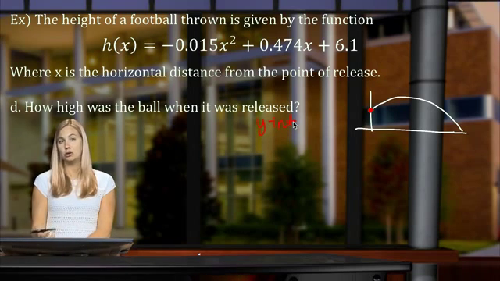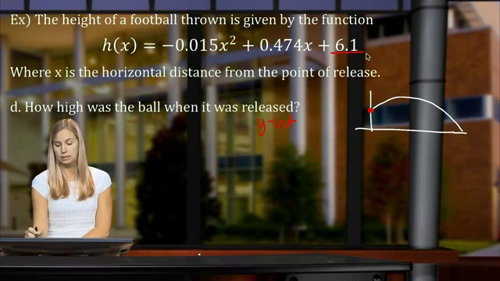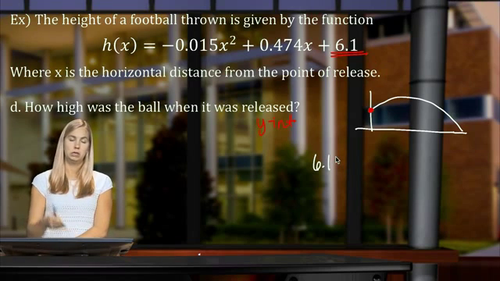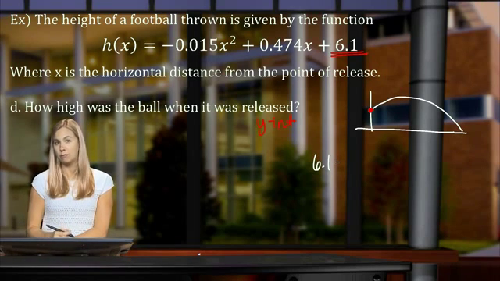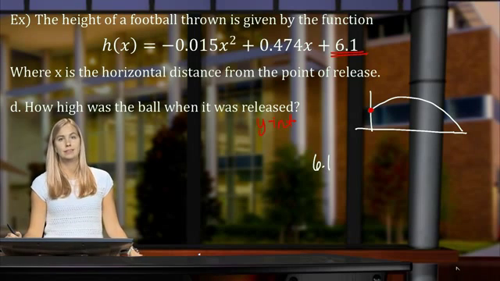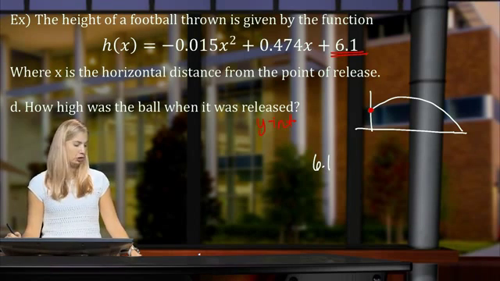And since we don't really need to do any arithmetic, our y-intercept is that constant when it's in standard form. It was 6.1 feet, meters, whatever. That's why I assume it's probably measured in feet. If a human's throwing that ball, probably not 6.1 meters above the ground.